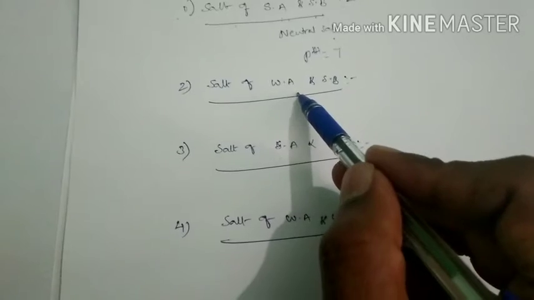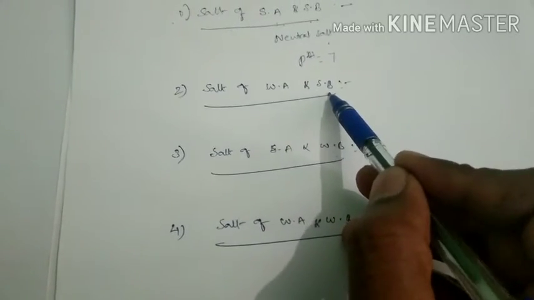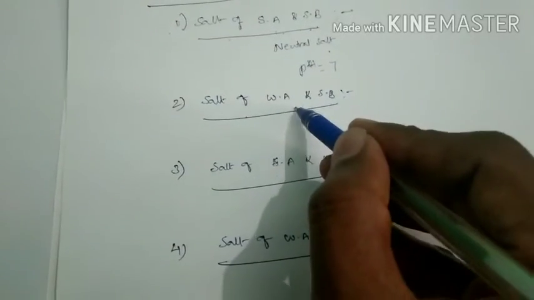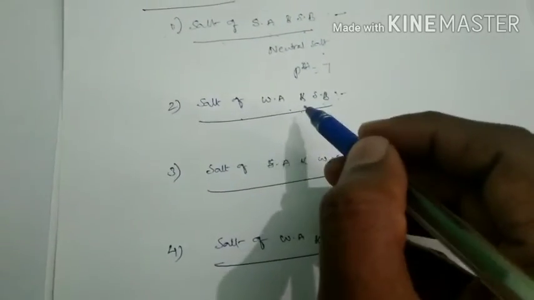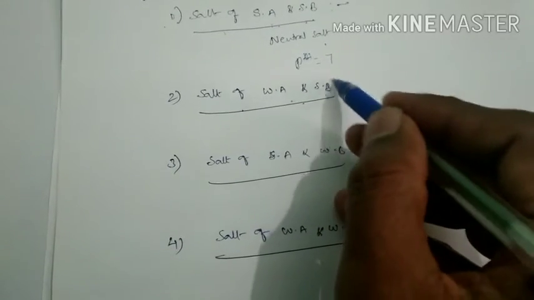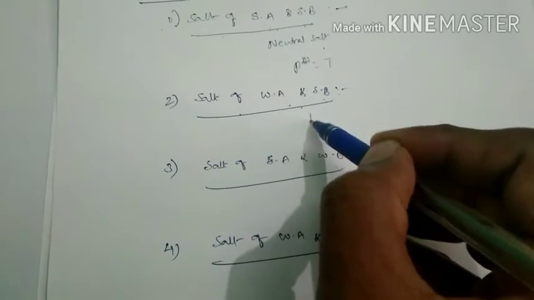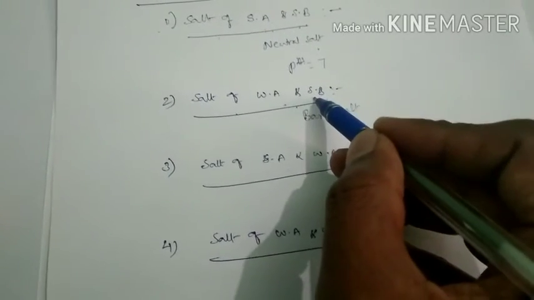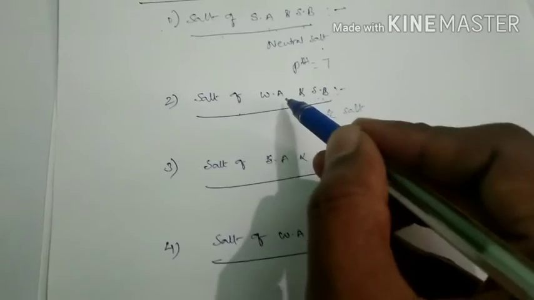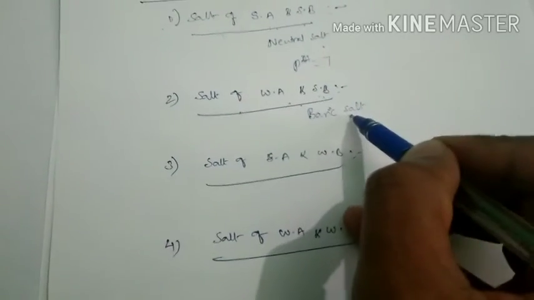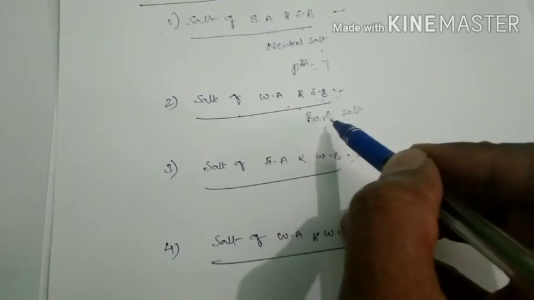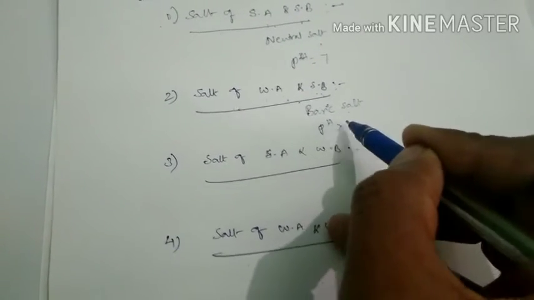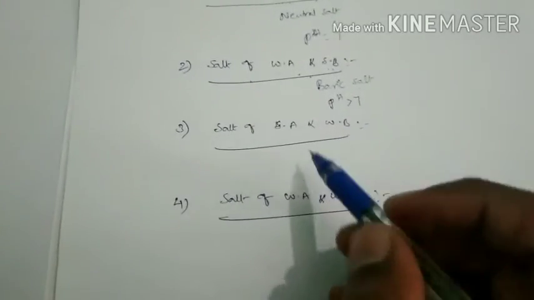Next one, salt of weak acid and strong base. Here this salt is formed from weak acid and strong base. So here the stronger character is what? Base. That is why this salt is also called basic salt. Why is it called basic salt here? In this case the base is strong in nature but the acid is weak in nature. That is why this is called basic salt. For bases the pH value is more than 7. So for these salts also the pH value is greater than 7. We should think like that.